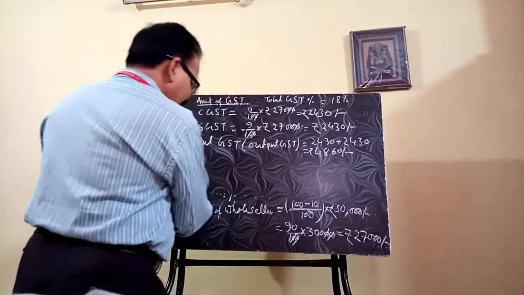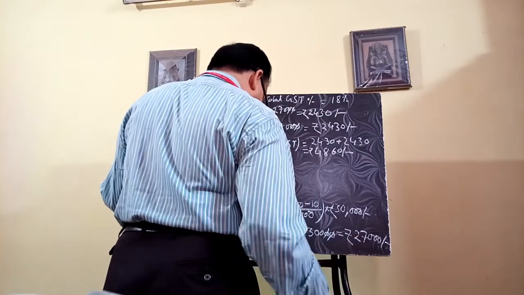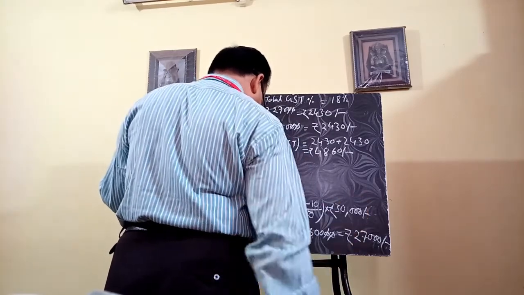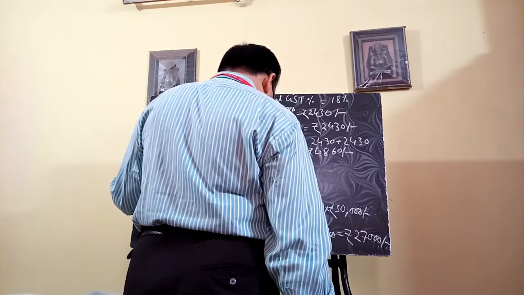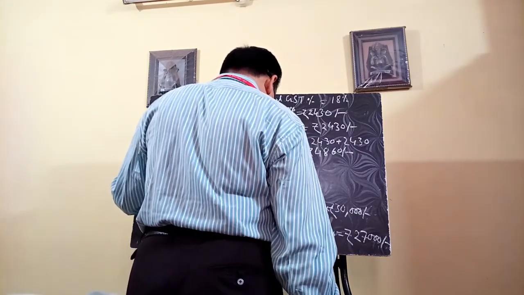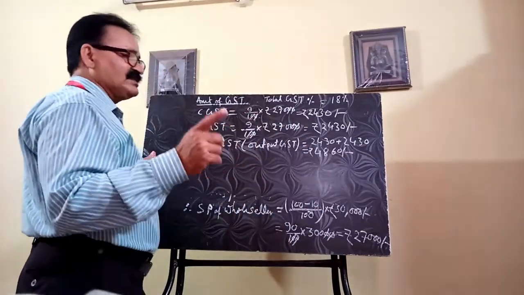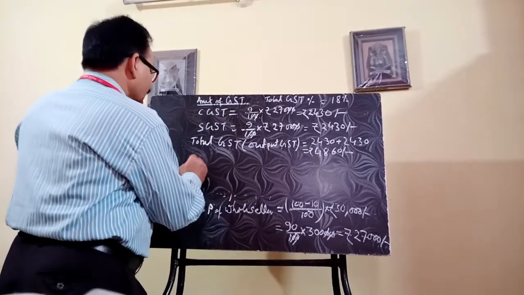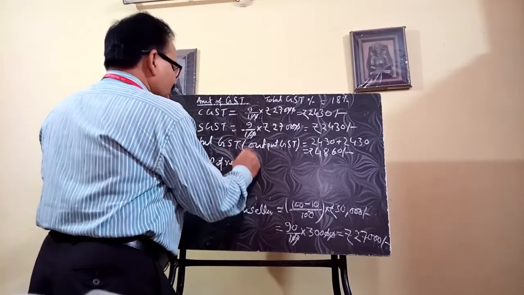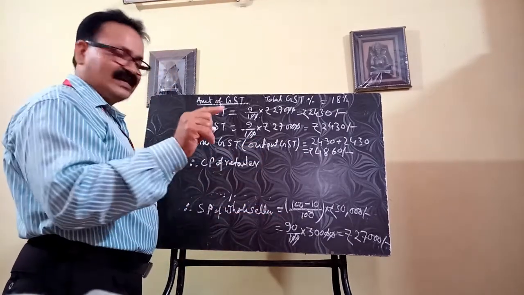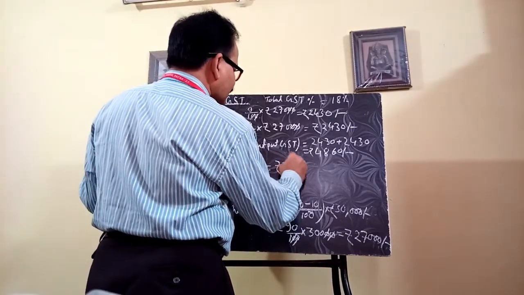So you have to keep in mind the SP of the wholesaler is 27,000. Now one more thing, you have to see the amount of GST that you already have. Then your first question is to find out the CP of the retailer. Therefore the CP of the retailer: because the wholesaler sells this article to the retailer, the SP is 27,000.